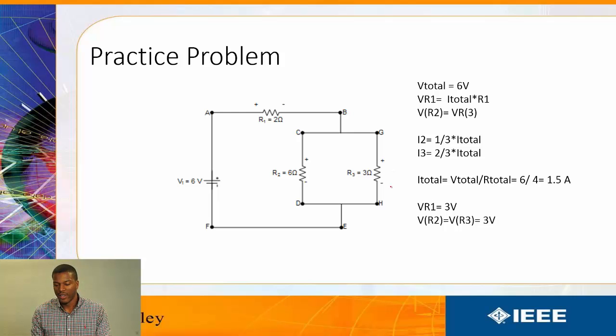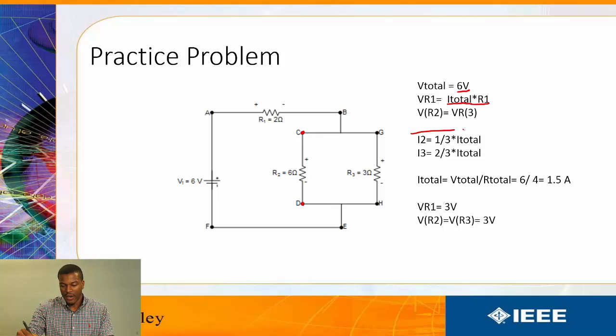Here we have the system of equations that you would use on your own if you were solving this. Now we notice that V total is 6. We can find the voltage across R1 by I total times R1. And we also know that the voltage across R2 and R3 are both equal because they're both connected to the same points. So the potential difference across each of them will be the same.